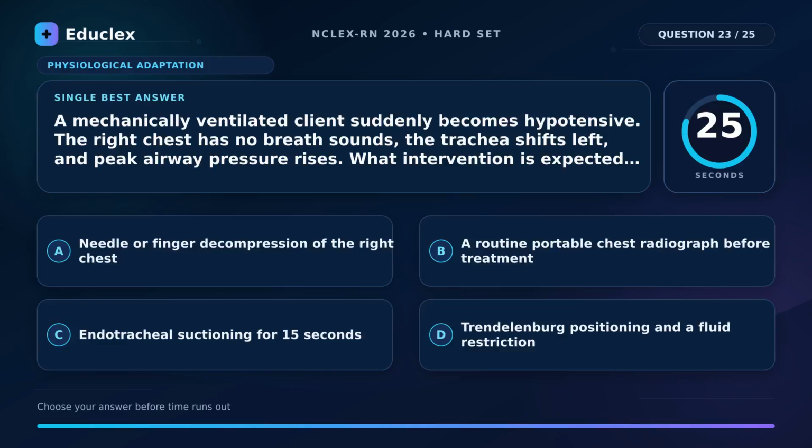Option B. A routine portable chest radiograph before treatment. Option C. Endotracheal suctioning for 15 seconds. Option D. Trendelenburg positioning and a fluid restriction. Your 25-second thinking time starts now.